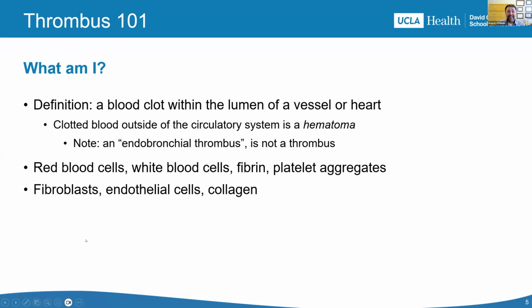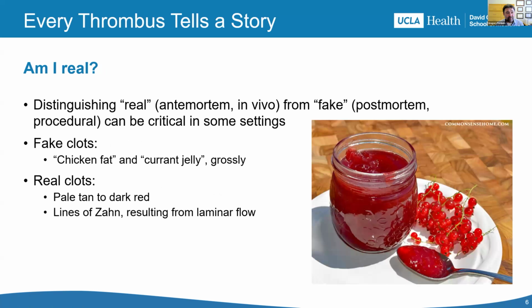Starting with what am I? The definition is a blood clot within the lumen of a vessel or heart or vascular conduit. Clotted blood outside of the circulatory system is a hematoma. And even though people use the term endobronchial thrombus, I just want to emphasize that is not a thrombus. A thrombus should be in the lumen of the vessel or the heart. It comprises red blood cells, white blood cells, fibrin, platelet aggregates, and as they mature, fibroblasts, endothelial cells, and collagen.